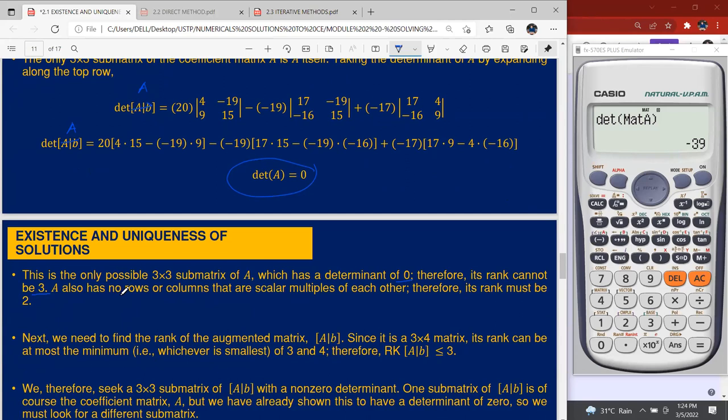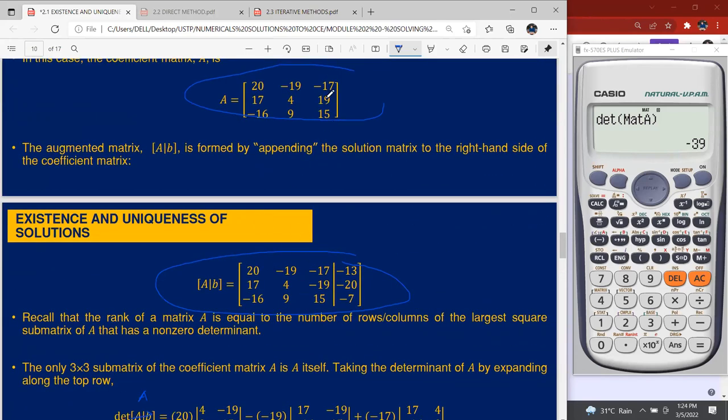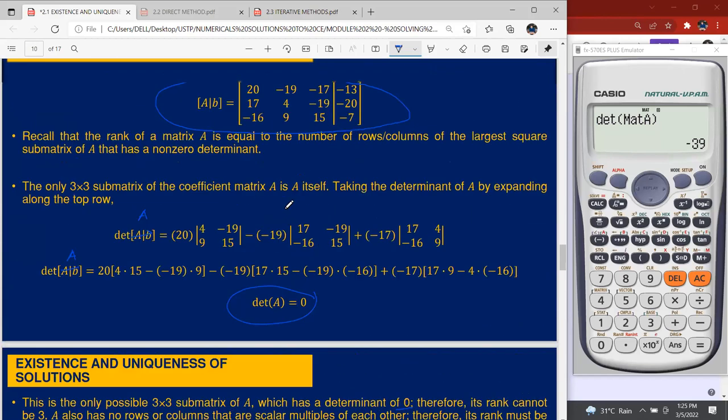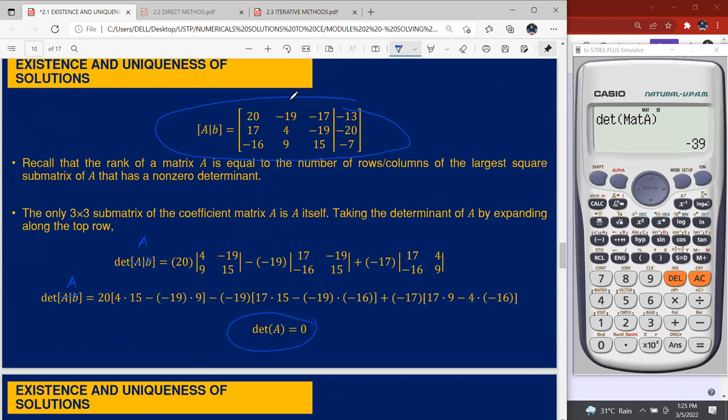Or A also has no rows or columns that are scalar multiples. We can see there are no rows or columns that are scalar multiples, so no linearly dependent rows or columns. None, right? Okay, 27, none, good. So, therefore, its rank must be 2. Next, we need to find the rank of the augmented matrix. In this case, the augmented matrix has possible 3 by 3 submatrices, which is this one.